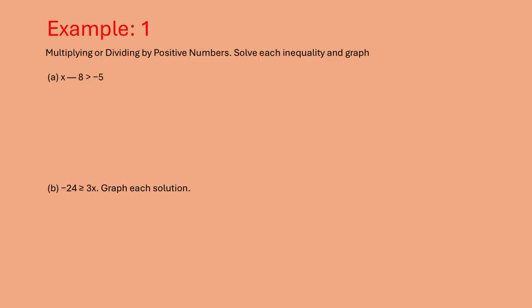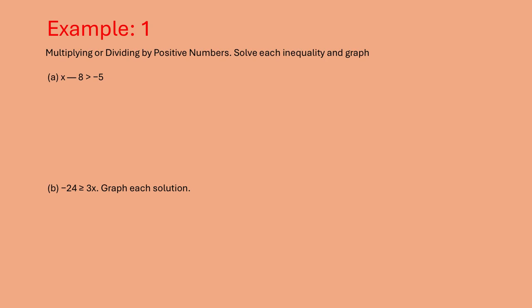Let's go to example number 1, multiplying by positives, and then solve each inequality and graph. What is the first thing I'm doing here? By the way, we're no longer doing one-step inequalities. We're going to do multi-step. Remember, first we're going to do what? Isolate, right? Who are we solving for here? X, right? So who am I going to get rid of? The negative 8.